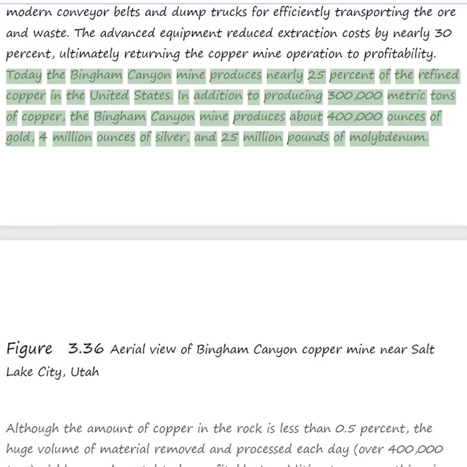Today, the Bingham Canyon mine produces nearly 25% of the refined copper in the United States. In addition to producing 300,000 metric tons of copper, the Bingham Canyon mine produces about 400,000 ounces of gold, 4 million ounces of silver, and 25 million pounds of molybdenum.